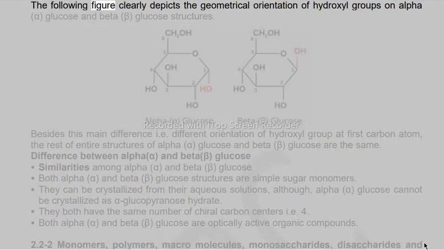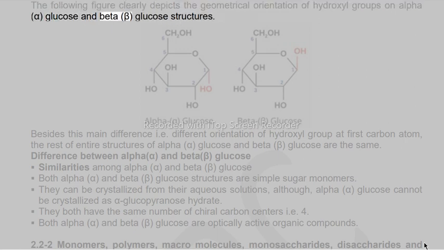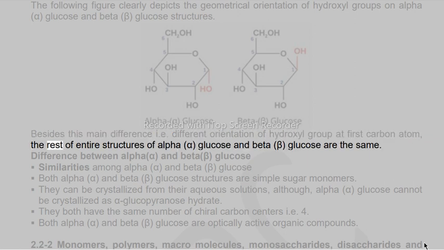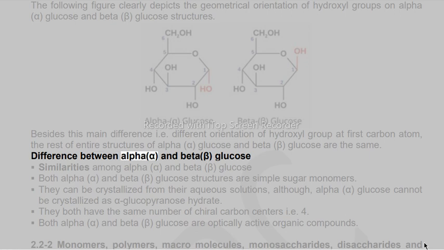The following figure clearly depicts the geometrical orientation of hydroxyl groups on alpha (α) glucose and beta (β) glucose structures. Besides this main difference, i.e. different orientation of the hydroxyl group at the first carbon atom, the rest of the entire structures of alpha and beta glucose are the same. Difference between alpha and beta glucose.